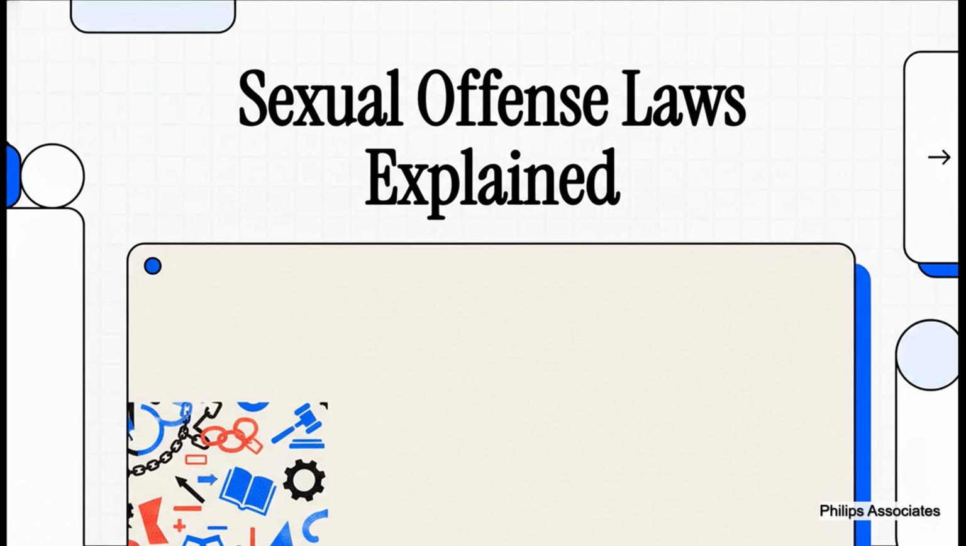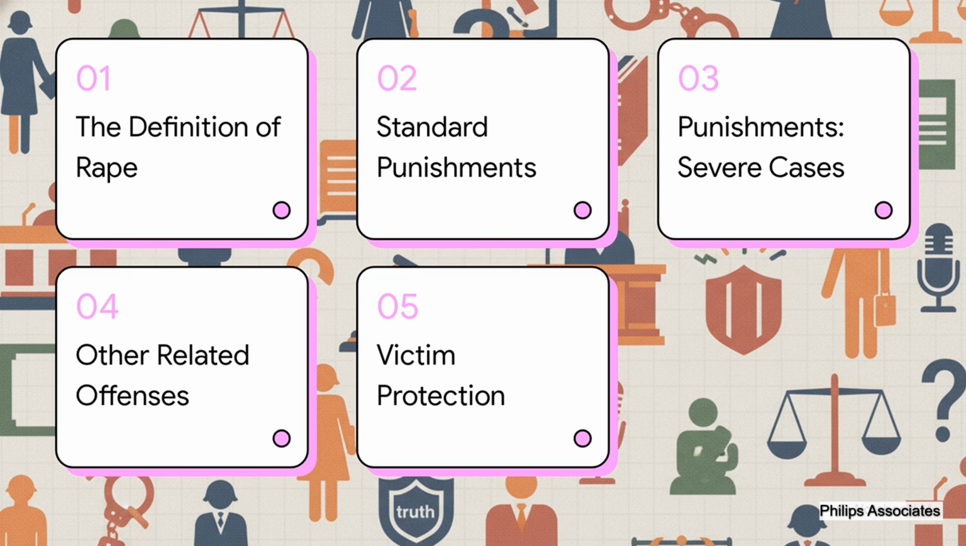Sexual offense laws can be incredibly complex, right? Full of legal jargon. So in this explainer, we're going to cut right through all of that. We're going to show you exactly how these laws work section by section. We'll look at how a crime is defined, what the consequences are, and how the system is actually designed to protect victims. So we've broken this down into 5 parts.